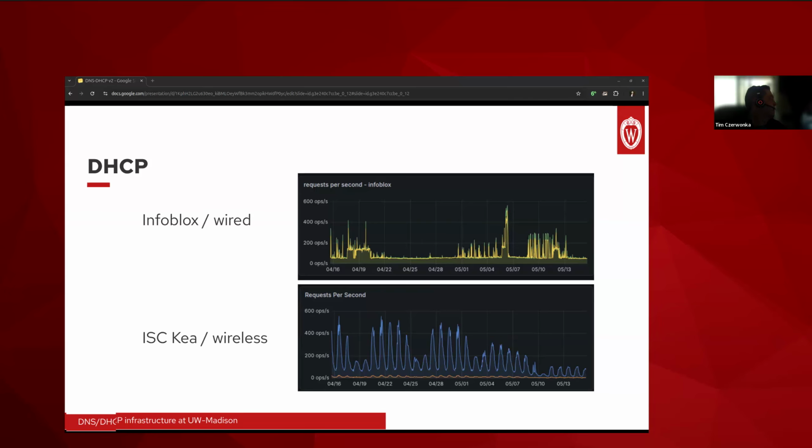In the lower graph, you can see that the requests per second from wireless is significantly different than the wired client behavior. There's seasonality with different class periods and also some peaks during the week and not as much on the weekends. But in both cases, the servers that serve these requests are redundant and also in different data centers.